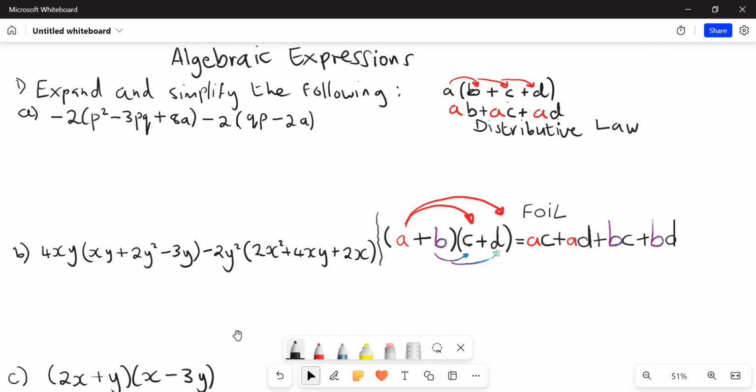So expand and simplify the following. So we have algebraic expressions. So A, they gave us -2, open bracket, negative p squared minus 3pq plus 8a, close bracket, minus 2, open bracket, qp minus 2a, close bracket, right? But before we even start, if you can check, we have a number outside the bracket, and then we have variables inside the bracket, and then a number outside the bracket, and then variables inside the bracket, right?